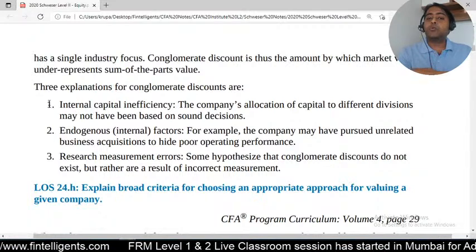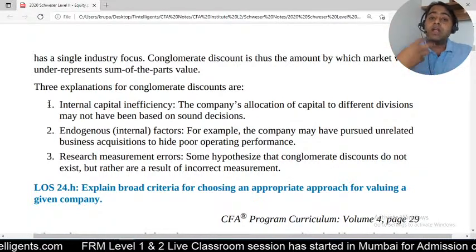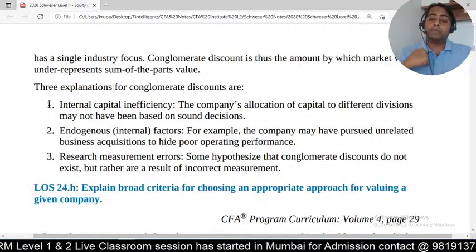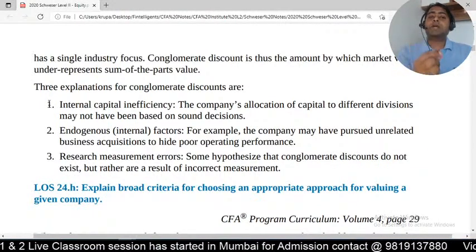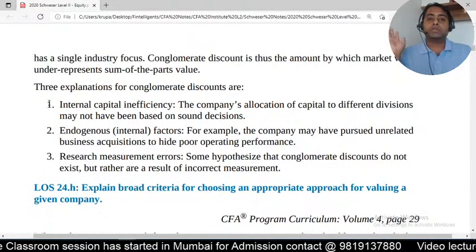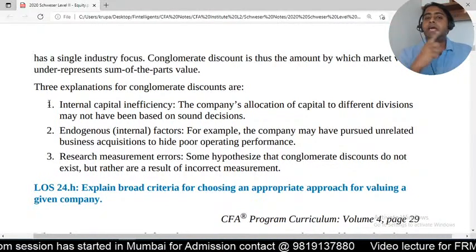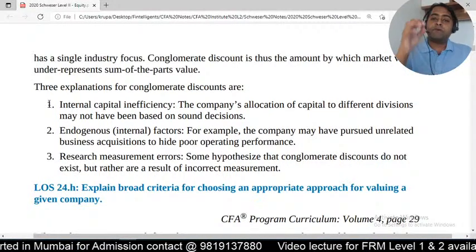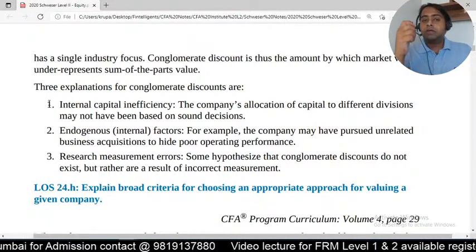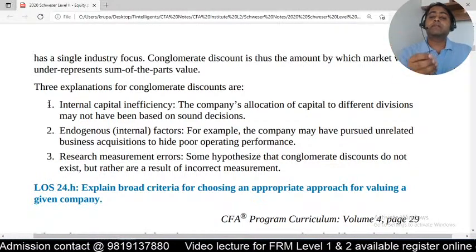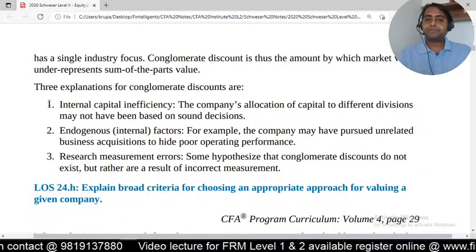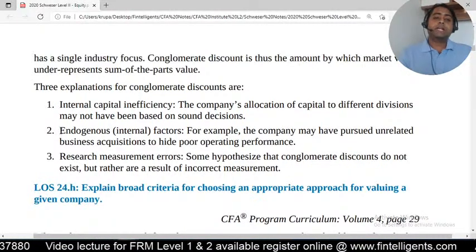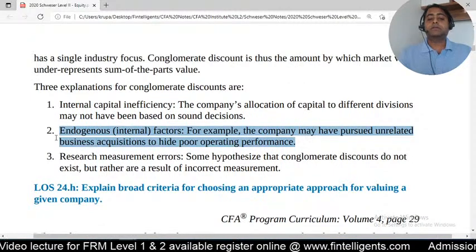When you are operating in so many different, unrelated businesses, the risk of one particular business is also going to impact you. For example, if tomorrow ITC's tobacco business is closed because of government regulation, it will definitely have an impact on the entire ITC group. So poor performance in one business will impact the other unrelated businesses also, because they are all interrelated through the conglomerate. That is called the endogenous factor.